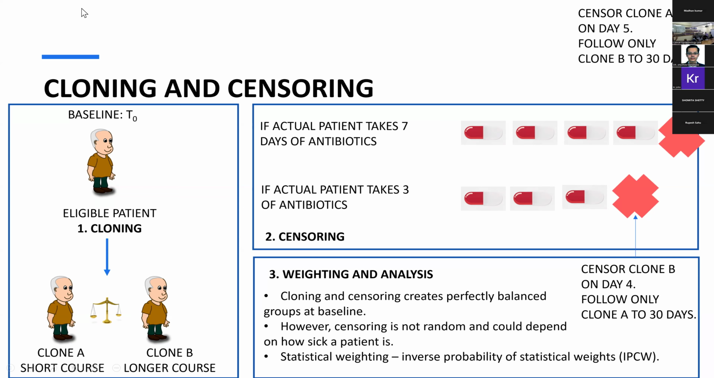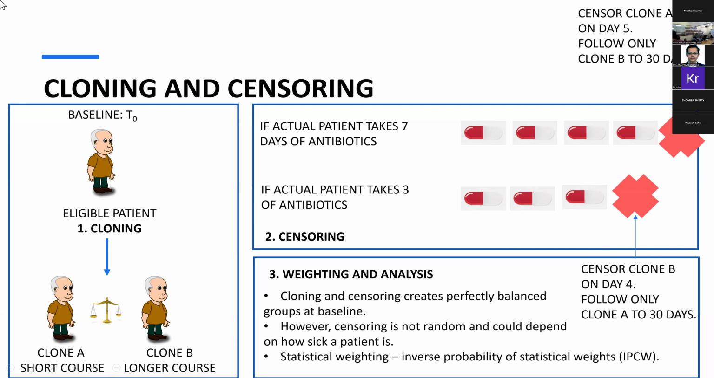So at this point, it is not equal. So what will we do? We'll do weighting and analysis. Cloning and censoring creates perfectly balanced groups at baseline, but censoring is not random and it could depend on how sick a patient is.